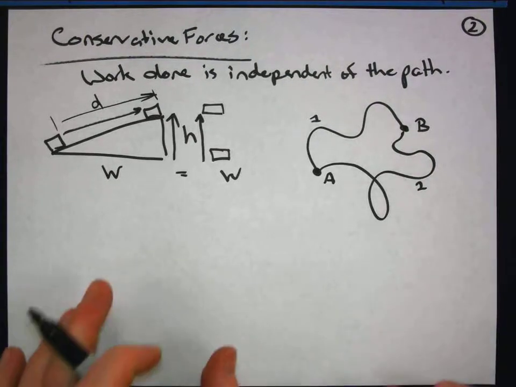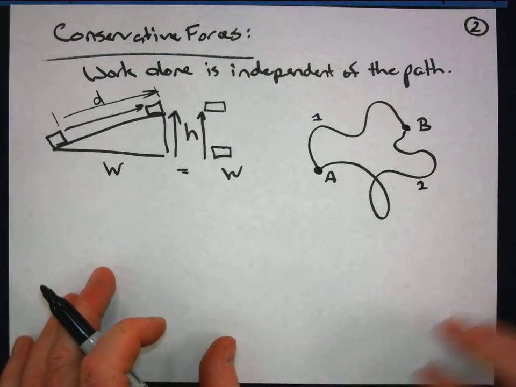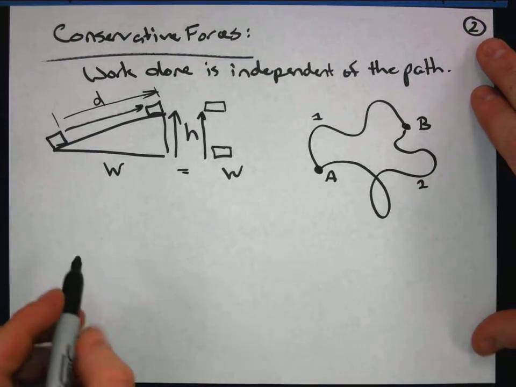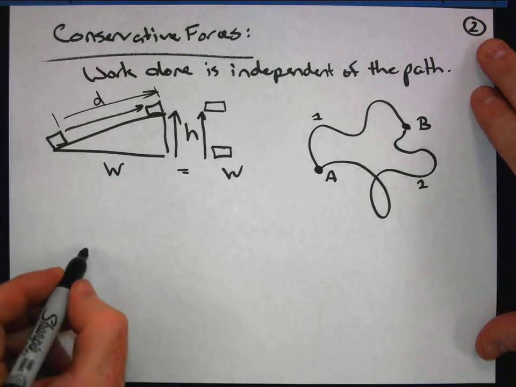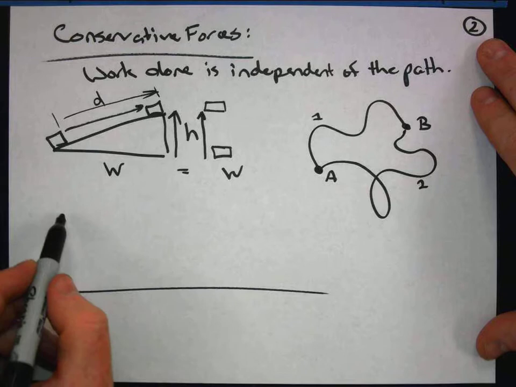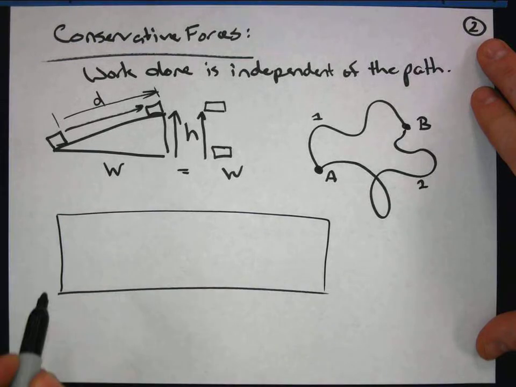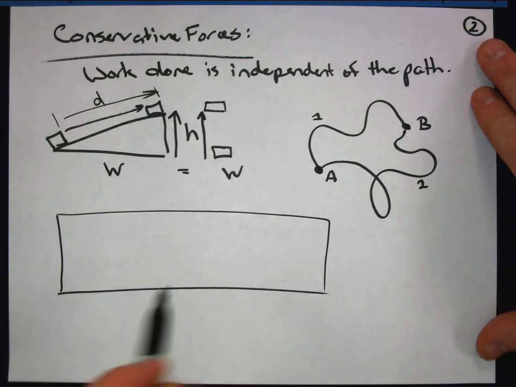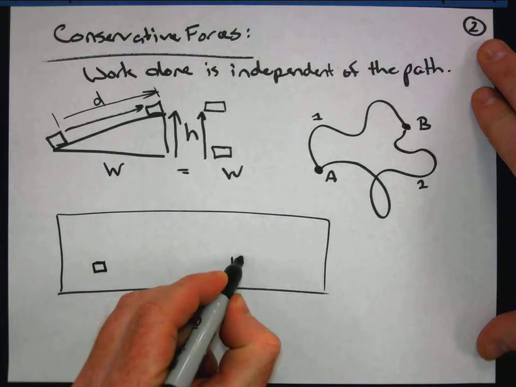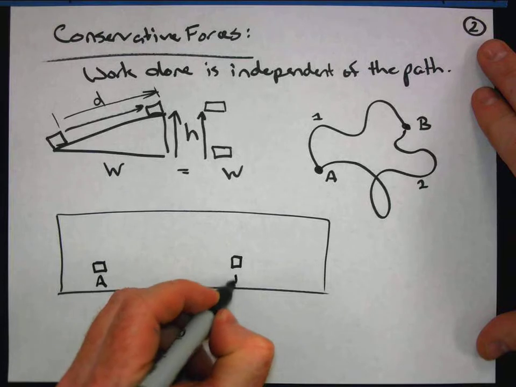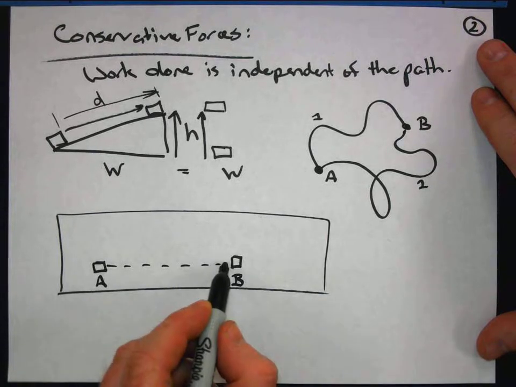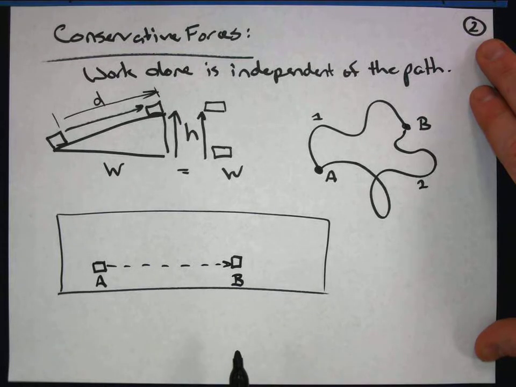With non-conservative forces, just the opposite would be true. So if you're trying to push a box across a floor, all right, well, imagine that this is a floor plan of a room. We're looking down from above. We have a box here, and we're going to try to get the box to this location. So here's location A where we start, location B where we want to end up with the box.